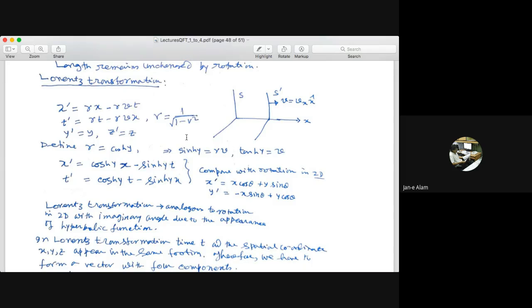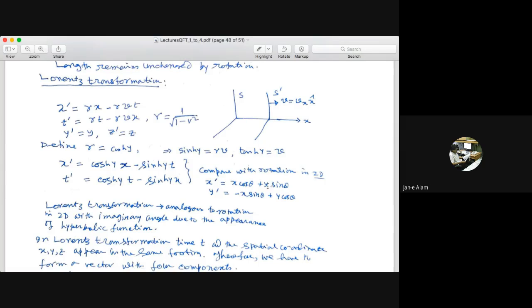And now if I want to write down this Lorentz transformation in terms of these hyperbolic functions, then x prime and t prime will look like this. x prime is cosh y times x minus sinh y times t. t prime is cosh y times t minus sinh y times x.